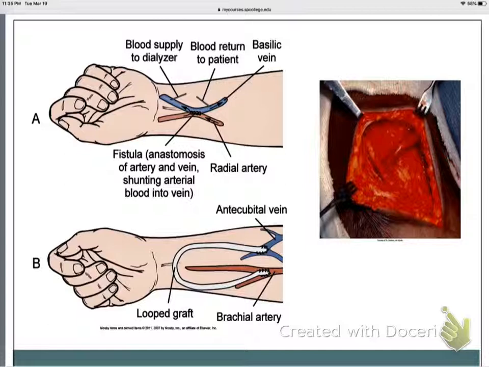Yes? For a scenario like that, would we call the doctor first before holding the blood pressure medication and getting an approval? No, we just hold it. Okay. Yeah, it's okay to do that. They know.